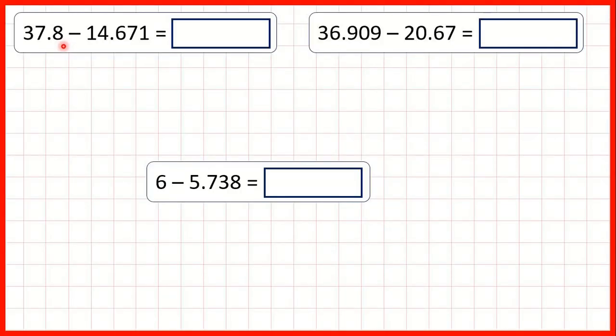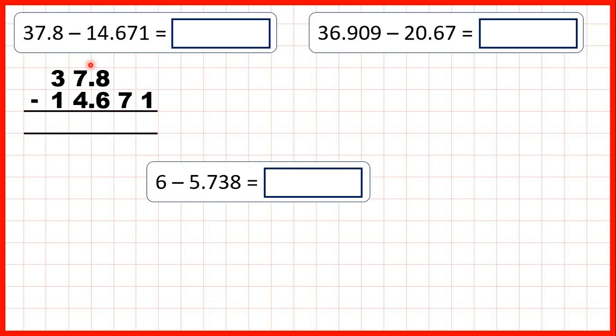Now we're subtracting numbers with a different number of decimal places. So first we have 37.8 minus 14.671. Now we can use column subtraction for this, but it's really important that we write the numbers out with the decimal points lined up.